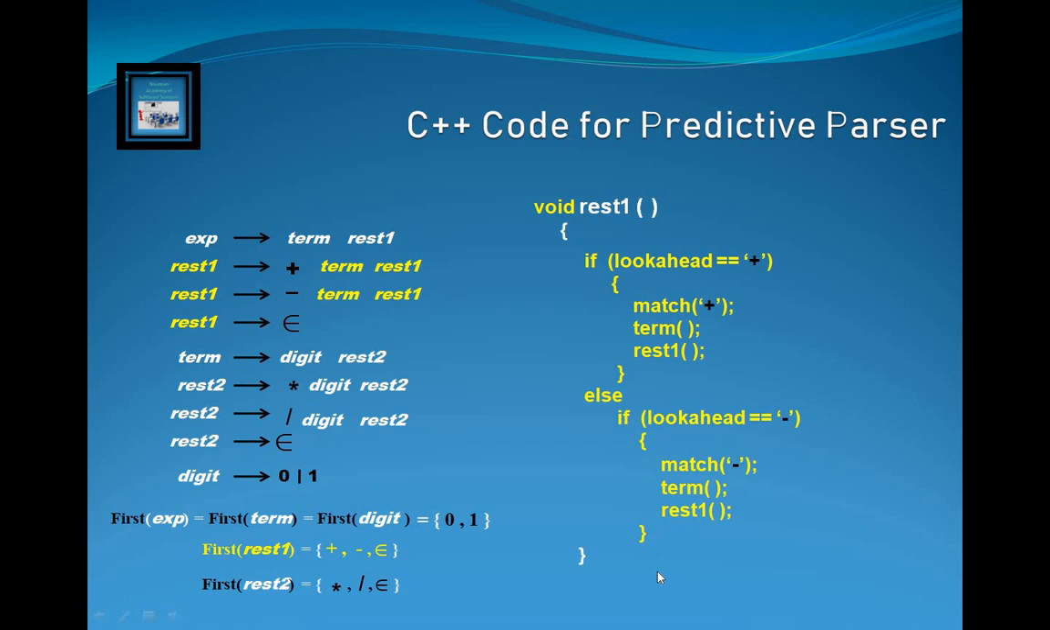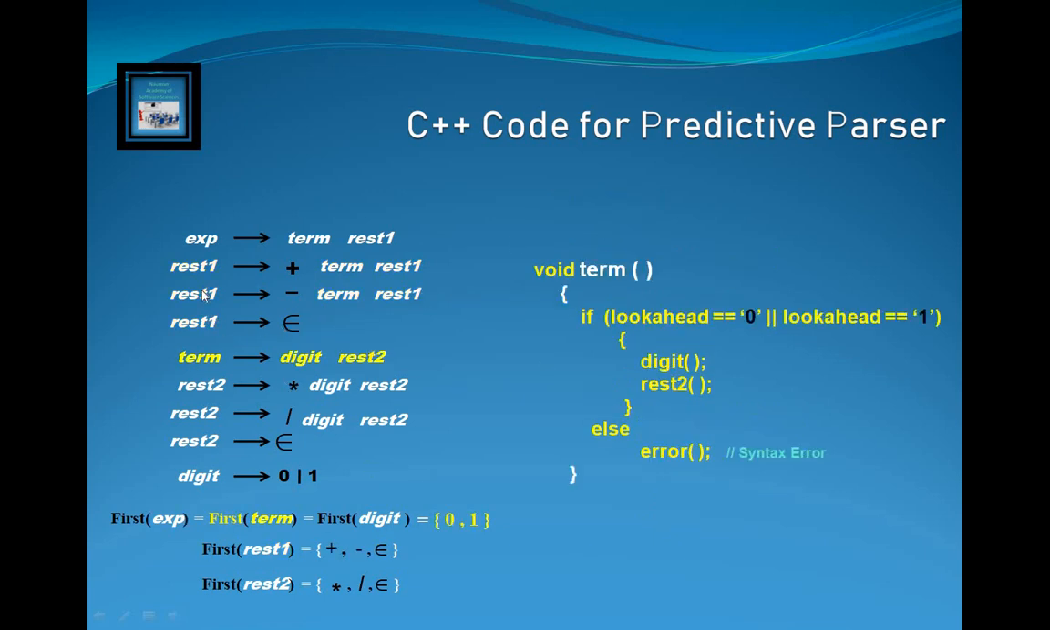After that, you have seen there is no else here, because we do not want to do anything if we fail within this if as well as within this if. So we are not going to do anything, we are just letting the control go away from this function. Letting the control go away from this function means we are considering rest1 as an epsilon.